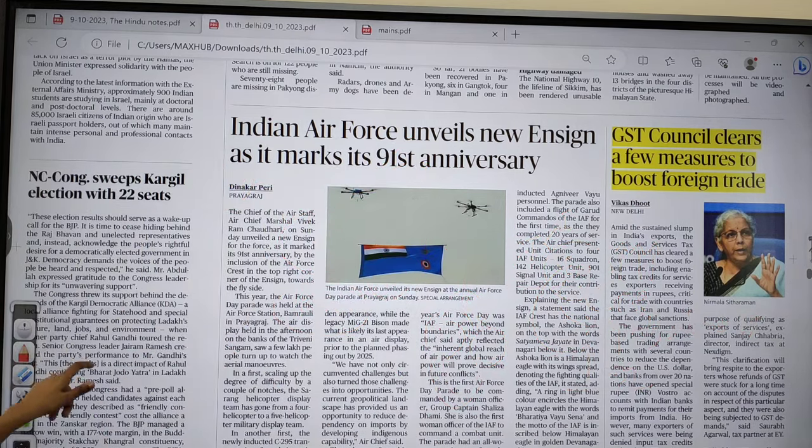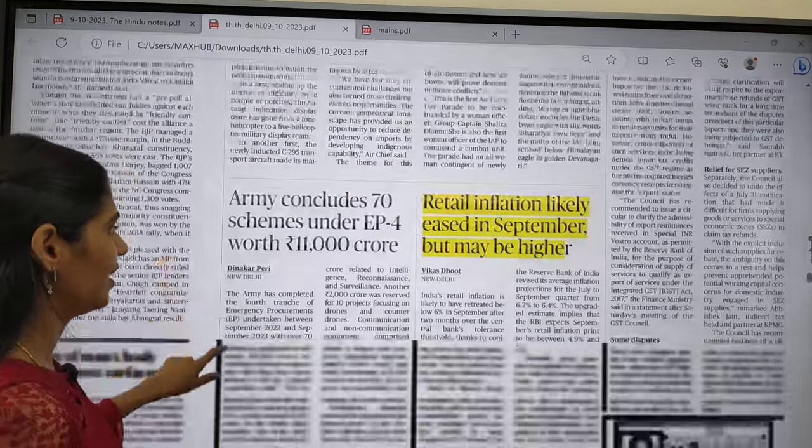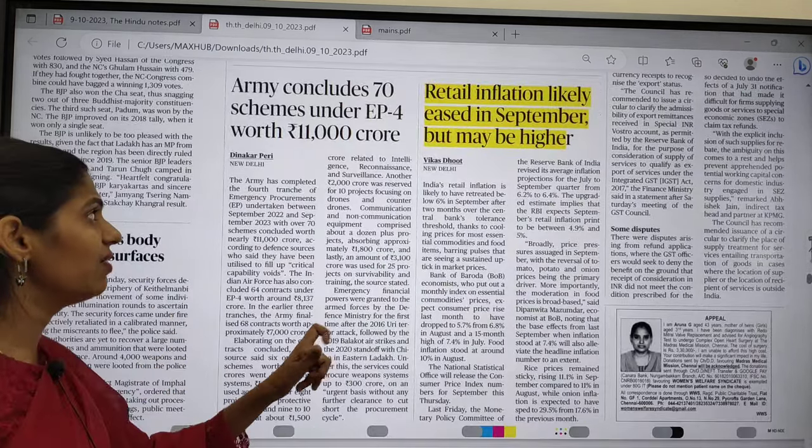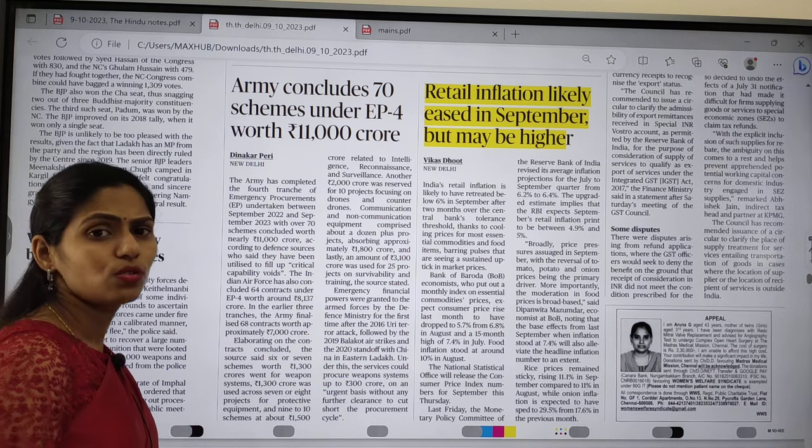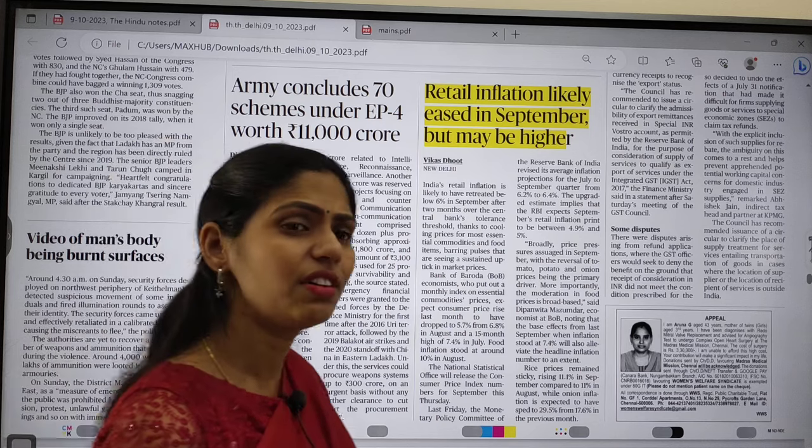Clear? Are you getting the points on how to read any article or not? And the next one is "Retail inflation likely eased in September but may be higher." So what happened here? You have to see what this inflation is.